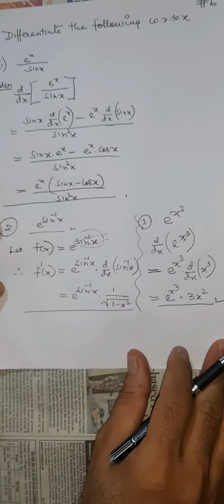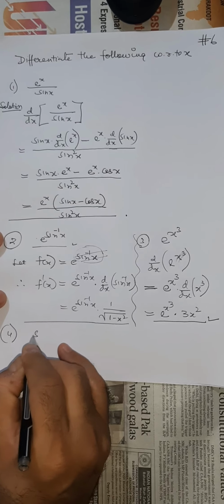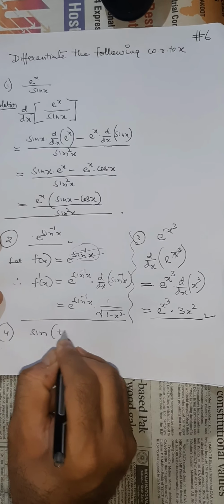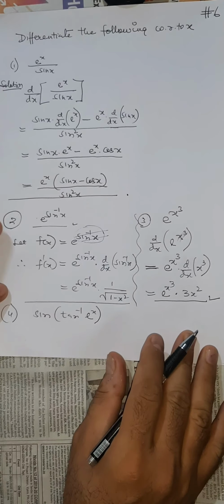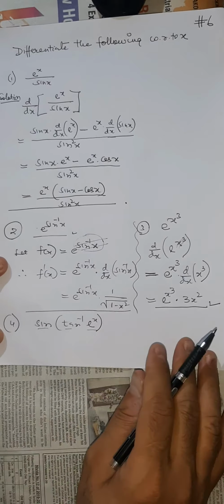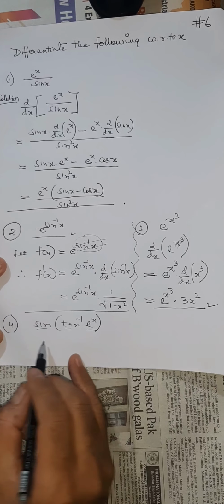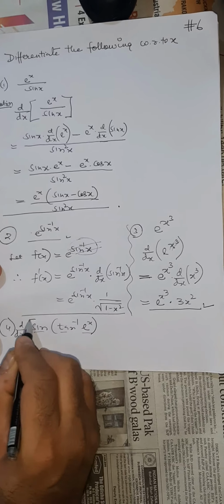Okay, next question, question number 4. You are given sine of tan inverse of e^x. You must have realized there are 3 functions, sine, tan inverse, and e raised to x. So we need to use chain rule twice. So let me start with this, d by dx of this.